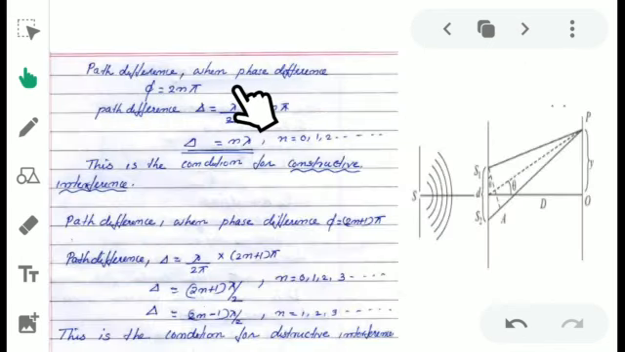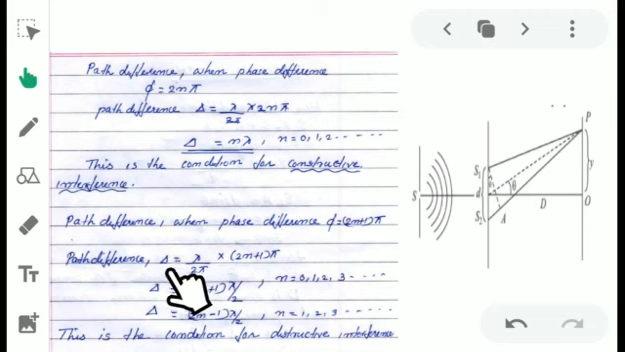Now we'll see the relation between path difference and phase difference. Here phi is equal to 2n pi. Then what is the path difference? That is lambda by 2 pi into 2n pi, that is delta is equal to n lambda. This is the condition for constructive interference. Here n is equal to 0, 1 to infinity. Don't forget this one. Then for destructive interference, phi is equal to (2n plus 1) pi, that you know.